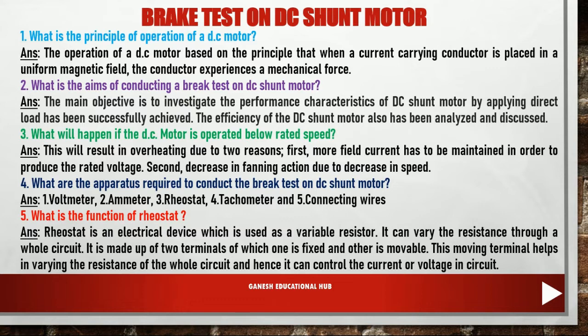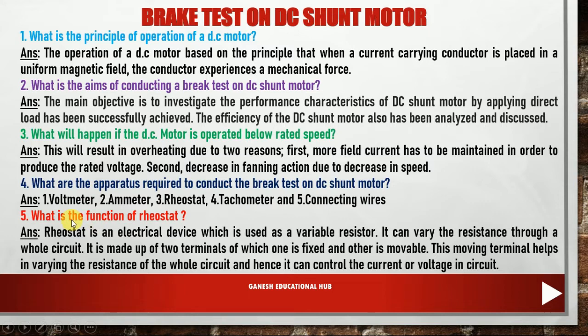So with the help of this rheostat, we will vary the resistance, and with the help of this resistance we will increase or decrease the voltage and maintain speed also. Tachometer: with the help of this tachometer we will measure the speed of the motor. And connecting wires: with the help of these wires we will connect the circuit.